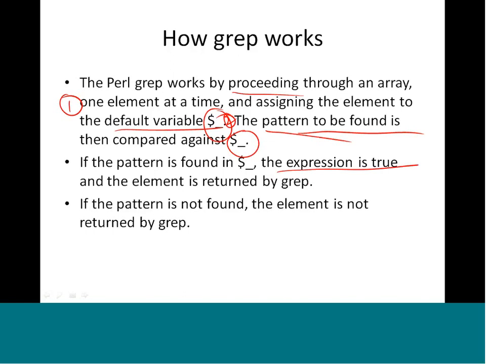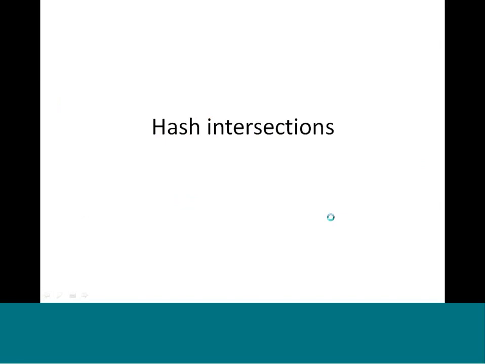If the pattern is found, then the expression is true, and then the element is returned by grep. If the pattern is not found, then the element is not returned by grep. So this way we can accumulate those elements in an array. So why is grep important?